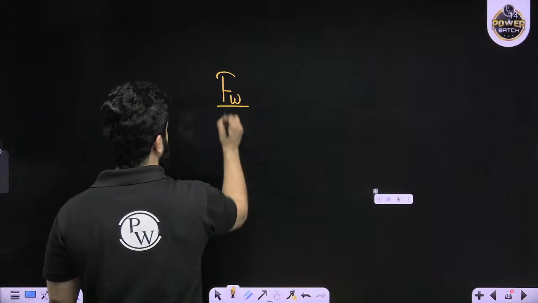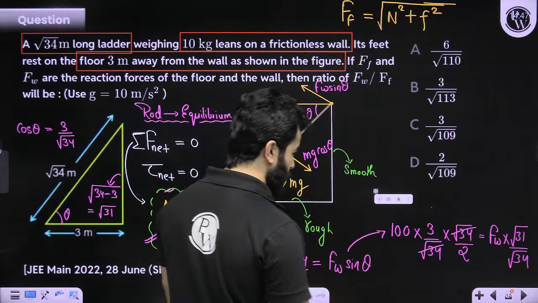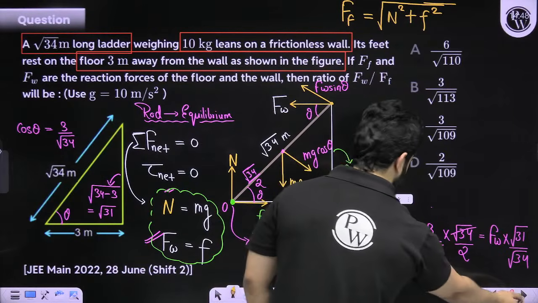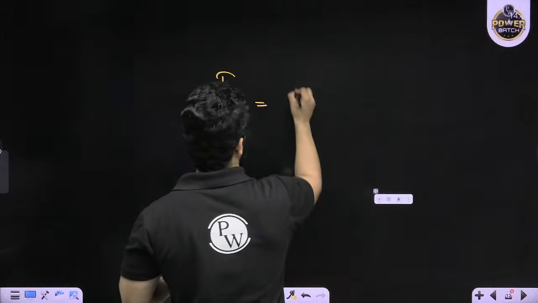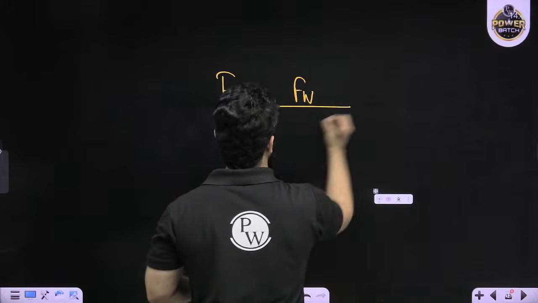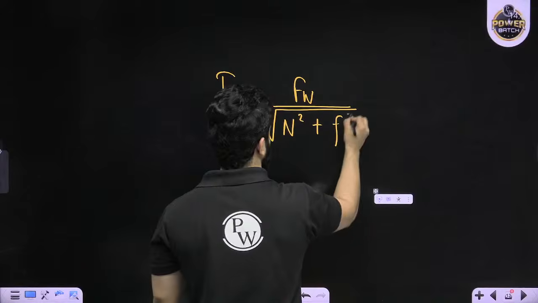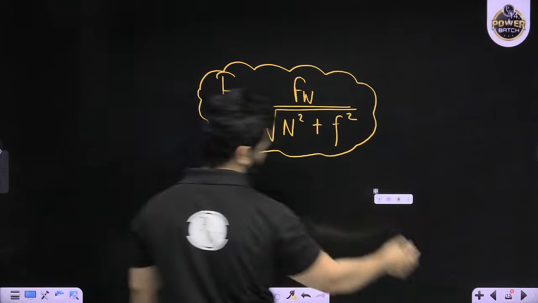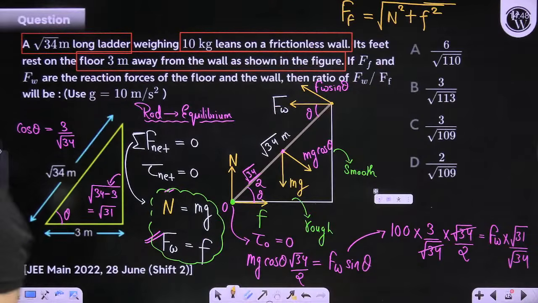Fw divided by FF will be, I think we have already found out Fw. We have found out Fw, and FF is this. Fw divided by under root of N square plus F square. This is how you are going to get to the correct answer, my dear friends. And then yes, correct answer is, I believe, for this one. Let me see what is the correct answer for this one.